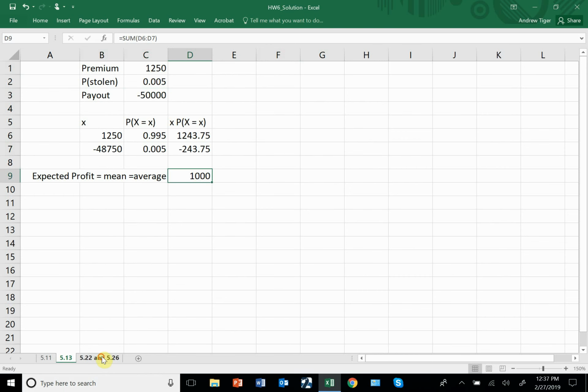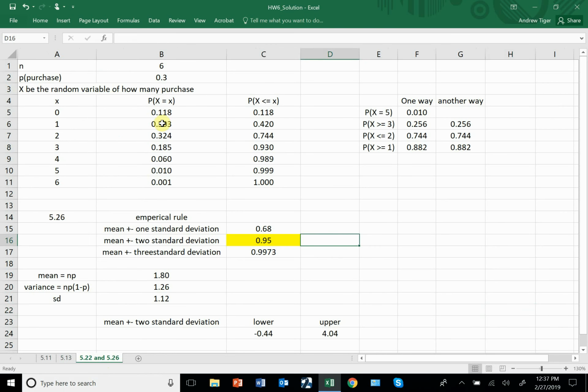Okay, 522. We have people who walk in and they either buy something or they don't. The chances that they're going to buy something over the long-term period is 30%. So if I look at 6 people walk in, what are the chances that they're going to buy something? So the binomial distribution of all the possible outcomes is 6 people walk in, none of them can buy something.